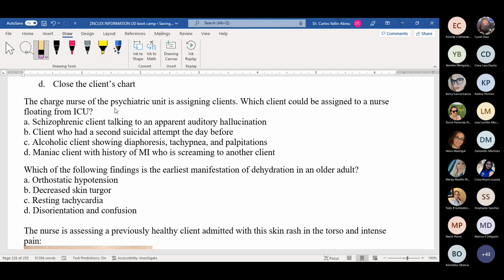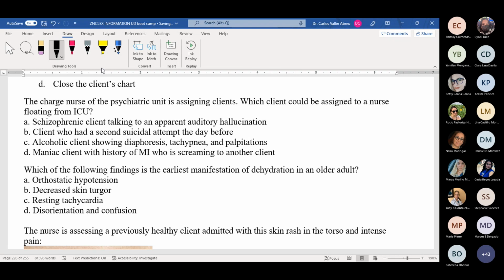The charge nurse of the psychiatric unit is assigning clients. So it is a psychiatric unit, and the charge nurse is assigning clients. Which client could be assigned to a nurse floating from ICU? This will be a common scenario in your exam. You have somebody floating to your service, and you need to know that there are two rules to follow to decide which client should be assigned to the floating nurse.